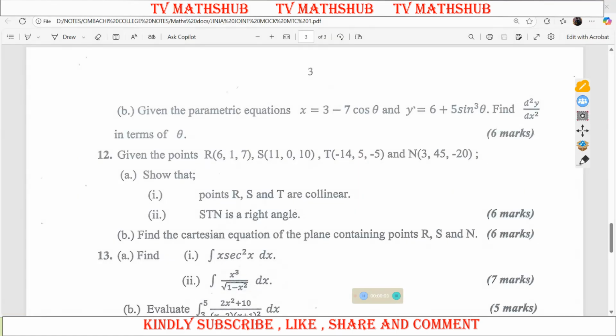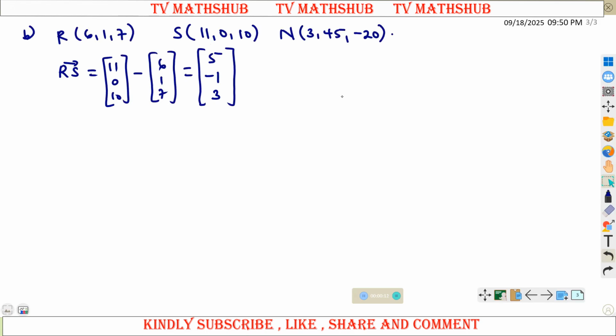Let us now talk about 12 part B, which says find the Cartesian equation of the plane which is containing points R, S and N. So we shall look at the solution. How best can we get the equation of the plane?